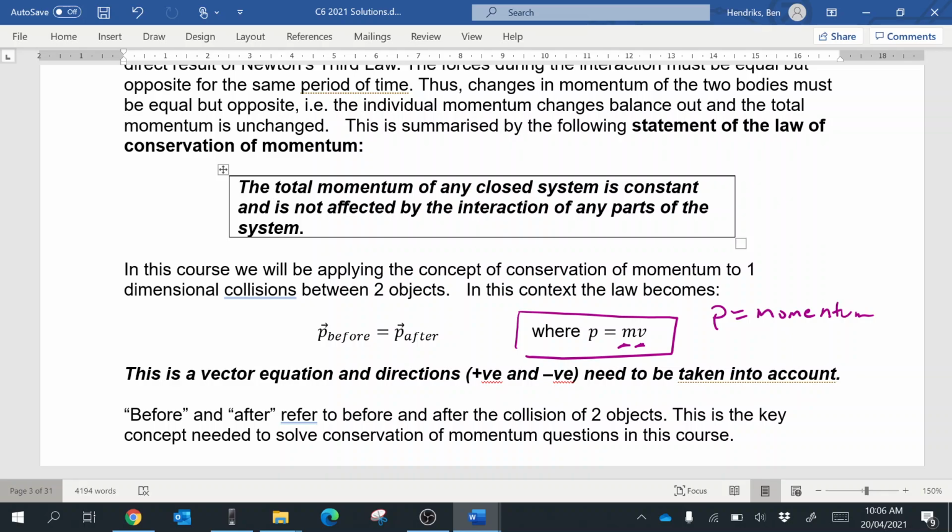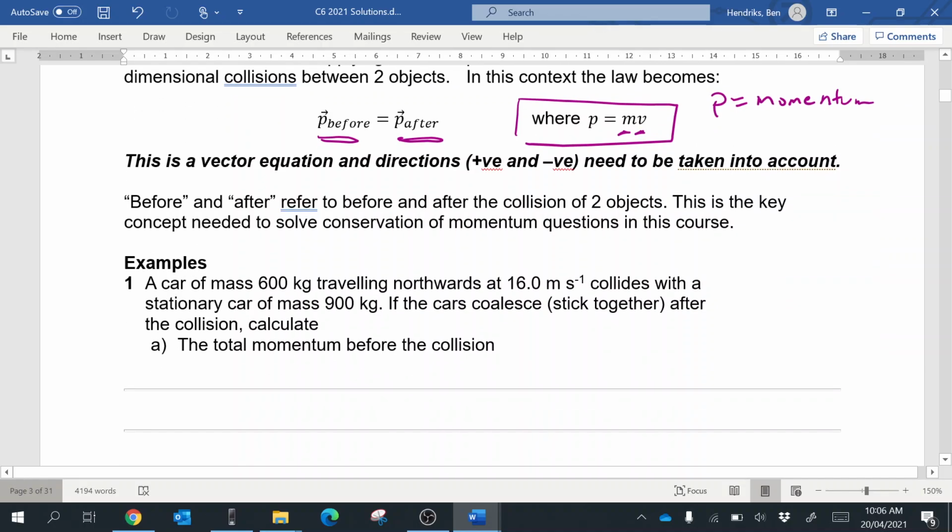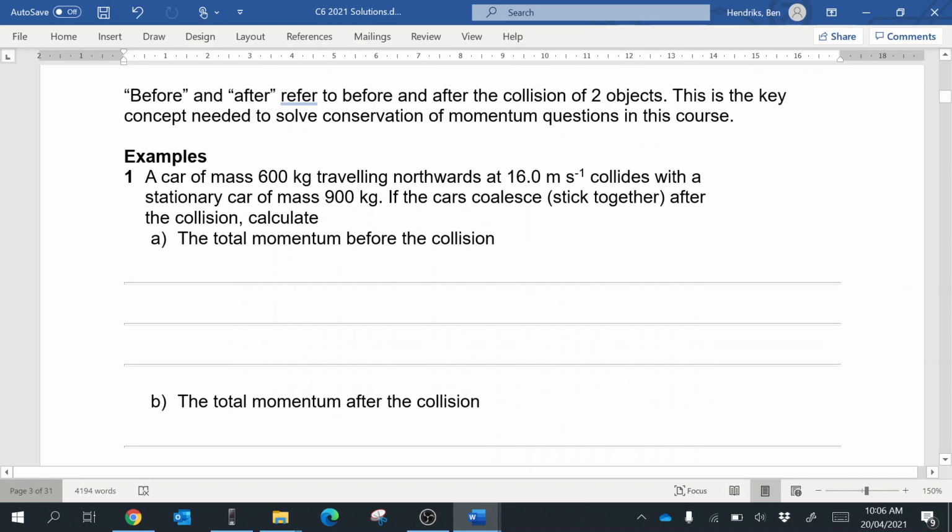And what you need to know is that the conservation of momentum means that the momentum before a collision is equal to the momentum after a collision. And it's easiest looked at when we have a look at examples. So we're just going to jump straight into an example.